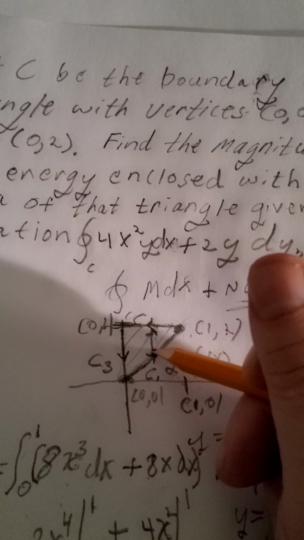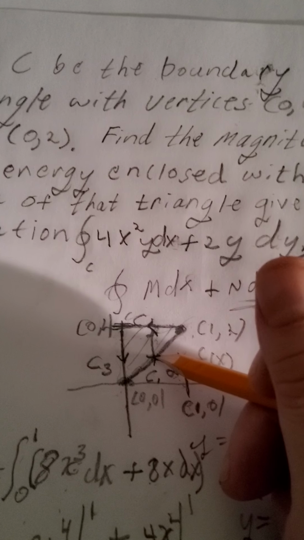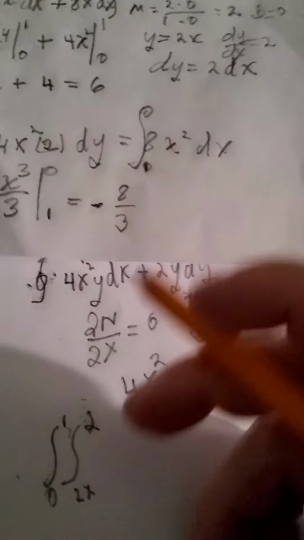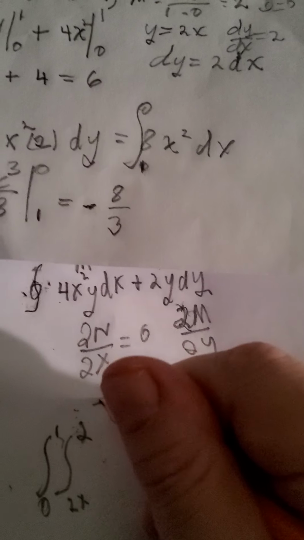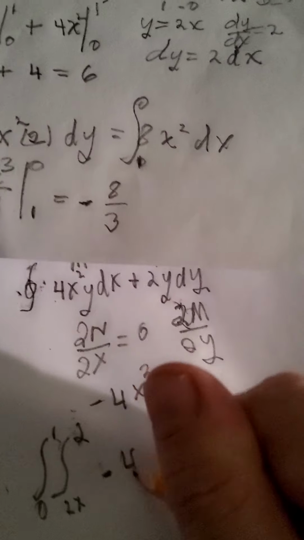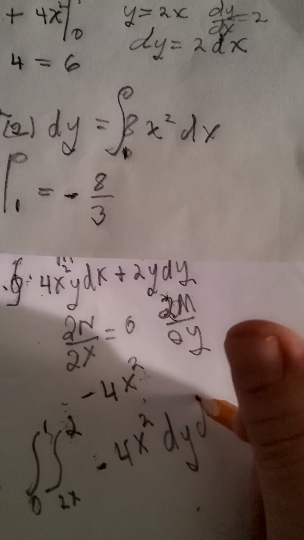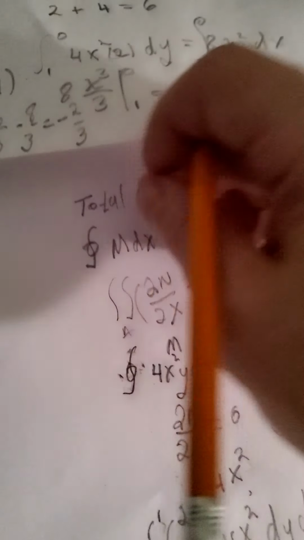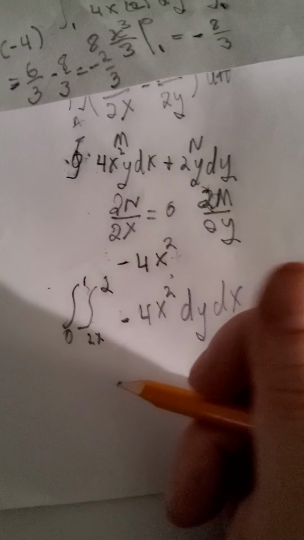So if I write this as a function of the bounded variable, which is x, then I get y equals 2x, and y is going to go from 2x all the way up to 2. So now I know my boundaries right there. And I got this minus 4x squared dy dx. And then, okay, now what answer am I looking for again? Negative 2/3, right? Let's see if this evaluates to negative 2/3.